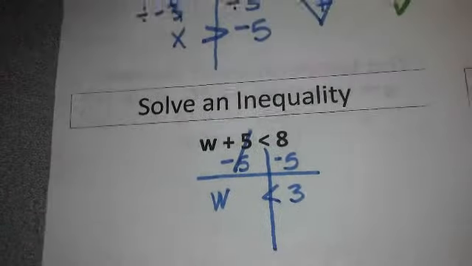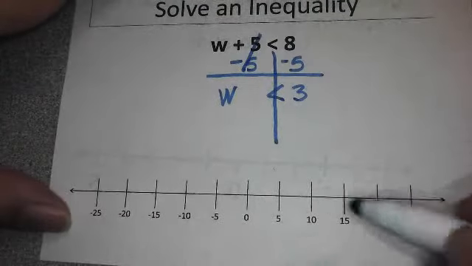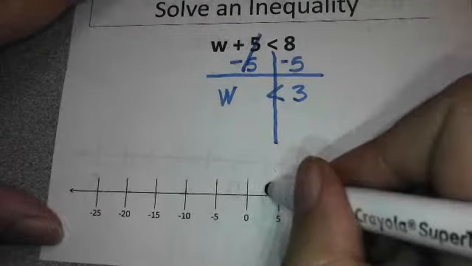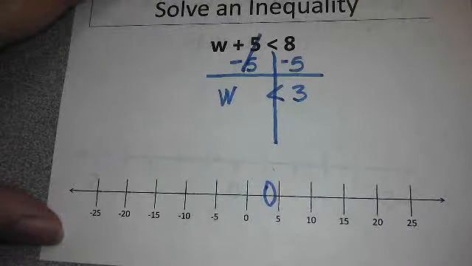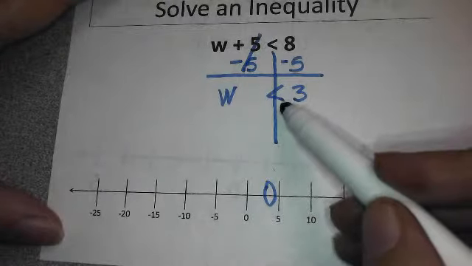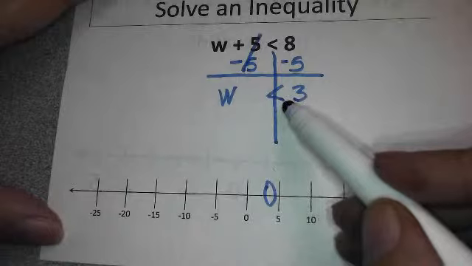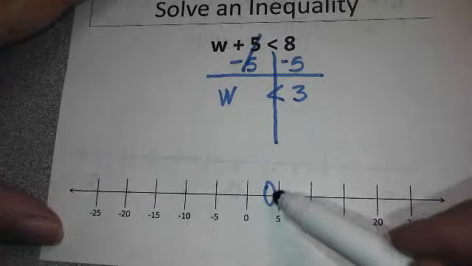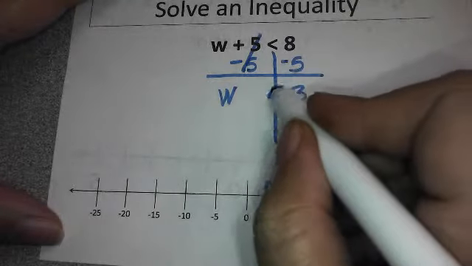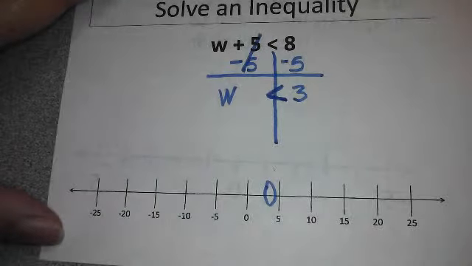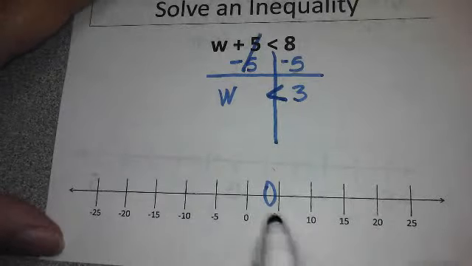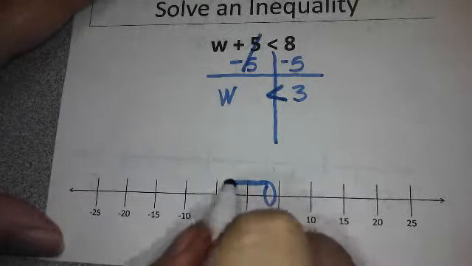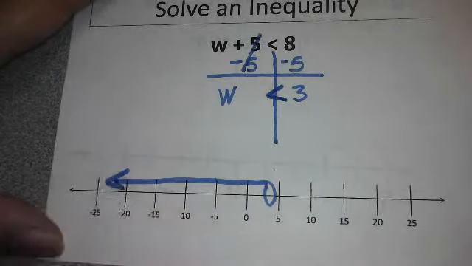Let's go and graph this on the number line. Find 3 on the number line, circle it, and look at the inequality sign. This is a less than, so you're going to leave the circle open. W is less than 3, that means your solution is all of the numbers that are less than 3. So all of the numbers to the left are less than 3, so you shade to the left.